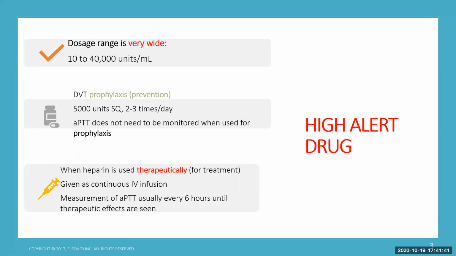This is a high alert drug, because the biggest problem that could happen is bleeding. And it's not bleeding from something on their arm where you can hold pressure. The bleeding we worry about is spontaneous bleeding in the brain and in the GI tract, which we don't know is happening until they have symptoms and things have gone really bad.